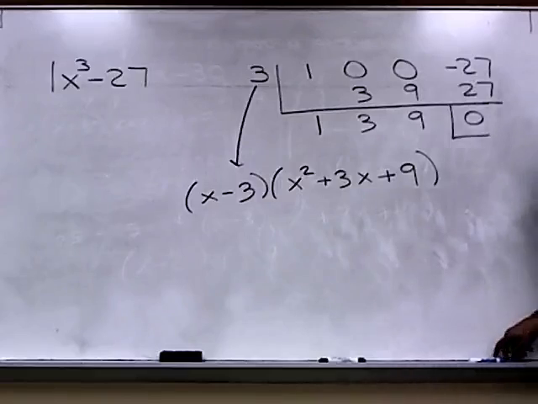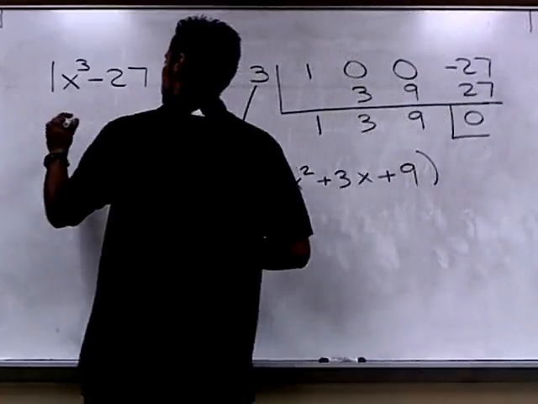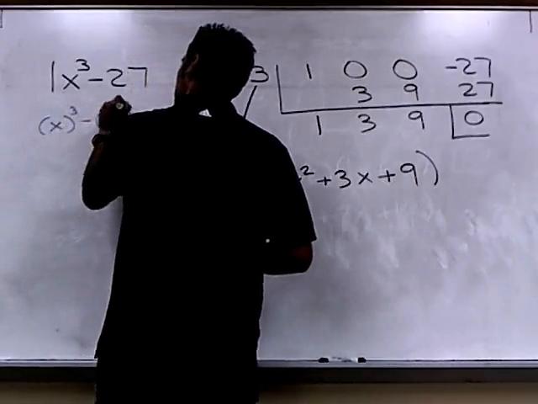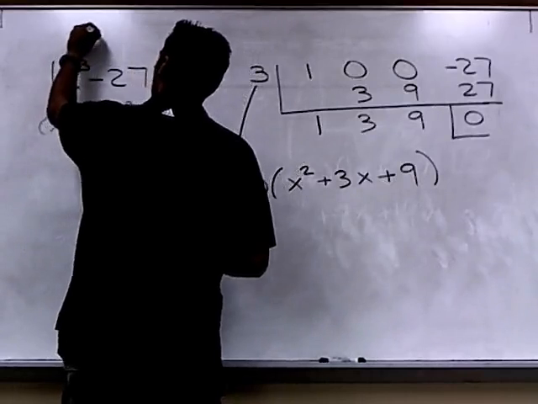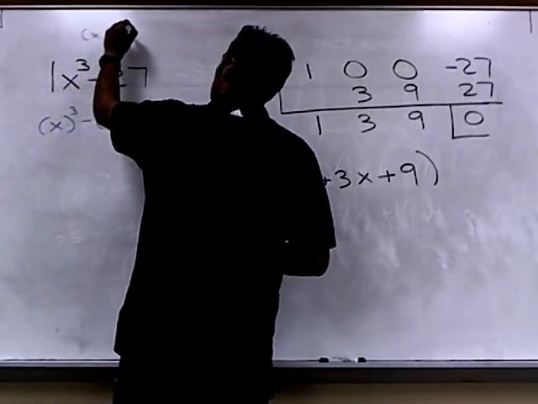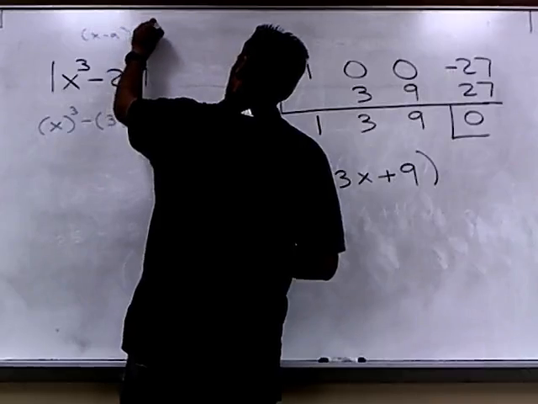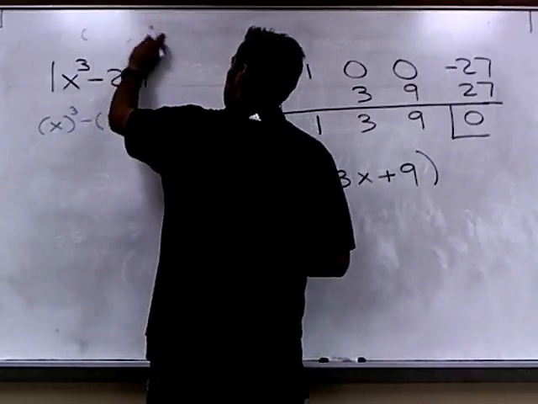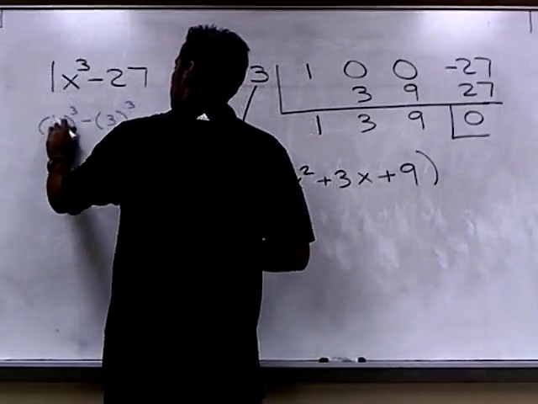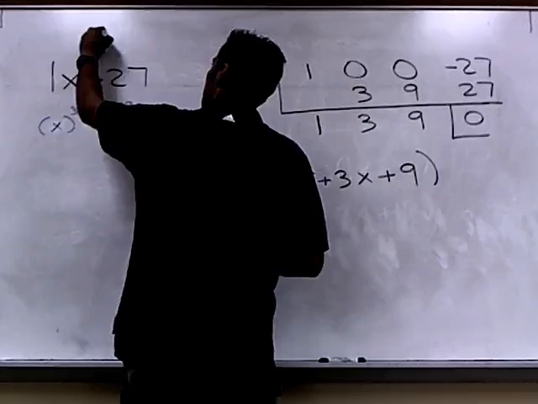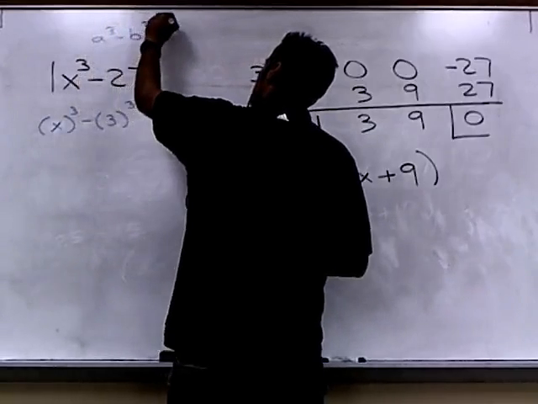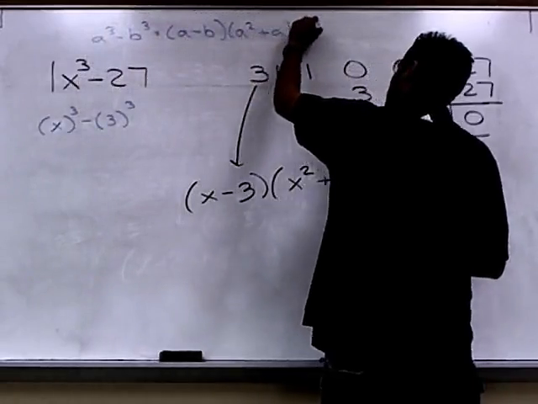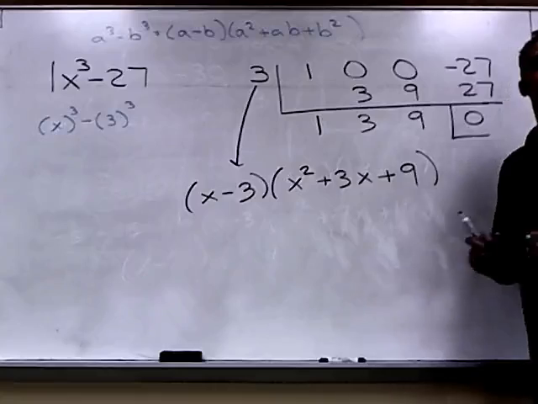Now going back to the problem that I gave you on the test, you were supposed to see that this was the same as x cubed minus 3 cubed, and then you were supposed to use that formula. I think I used a and b, didn't I? The formula we had was a cubed minus b cubed equals a minus b times a squared plus ab plus b squared, right? That's what I gave you in class.